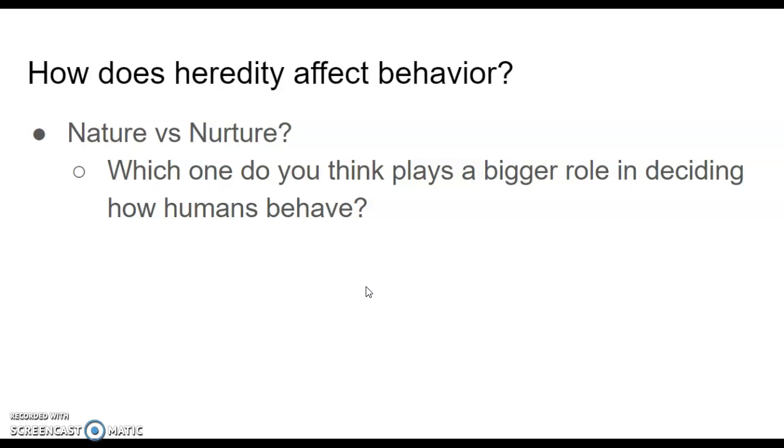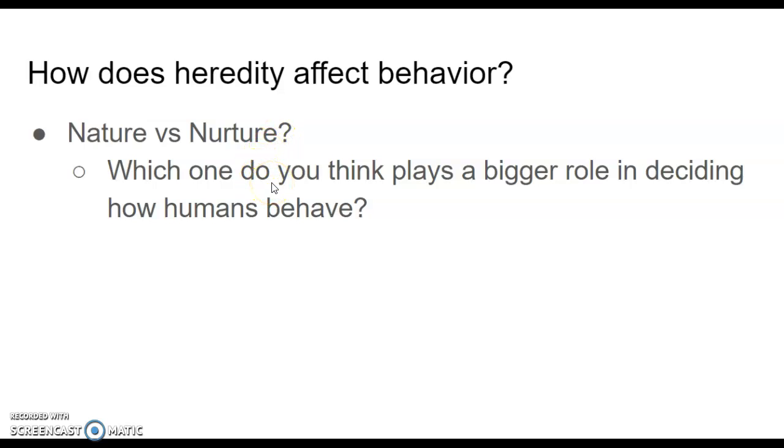How does heredity affect behavior? So heredity, again, is kind of like the genetic side of things. And so this is where sociologists have to ask themselves, how much of this is nature? So how much of it is just in our genes, the way that we act? And how much of it is nurture? So how much of this has to do with our environment? How much does our environment teach us about how we act and what our behavior is?